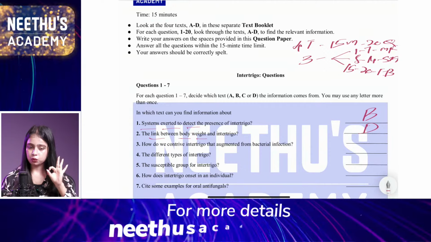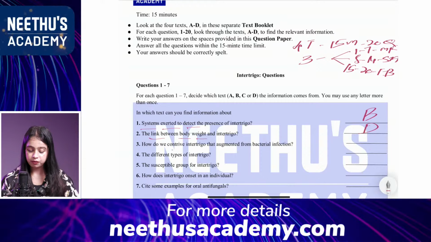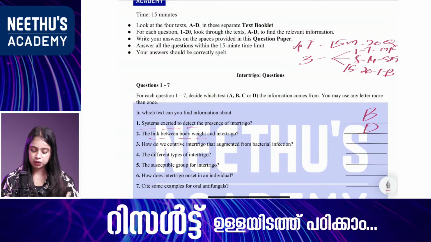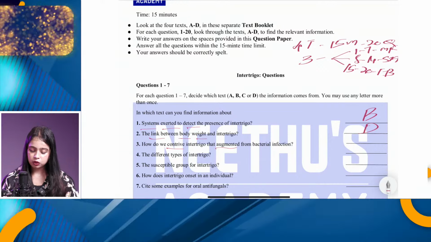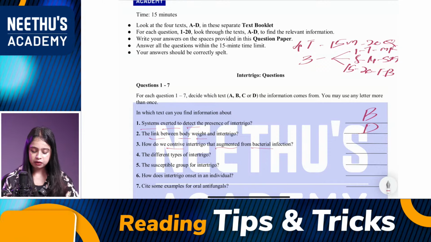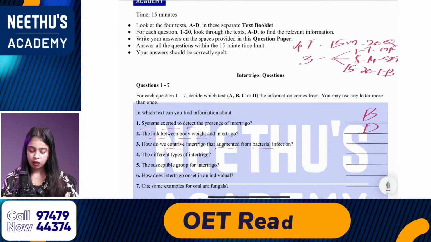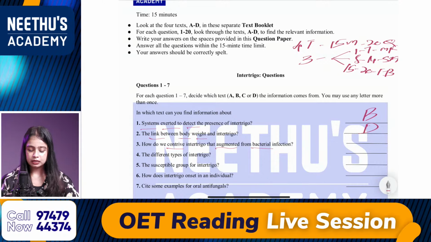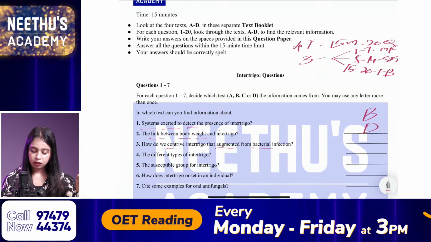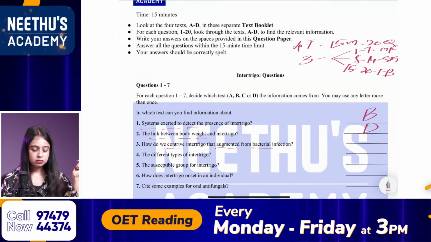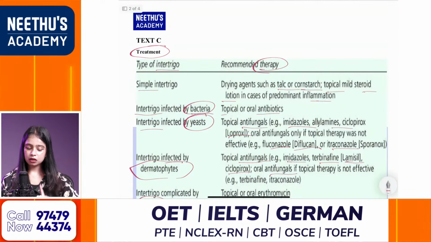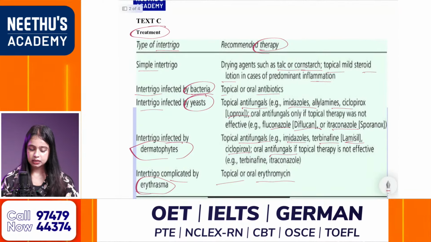Then jumping to the third one. How do we contrive intertrigo that augmented from bacterial infection? My keywords: contrive, augmented, bacterial infection. Any idea where they've mentioned the bacterial infection, as well as the increase in bacterial infection or development of bacteria? The bacterial infection I've seen is in text C.